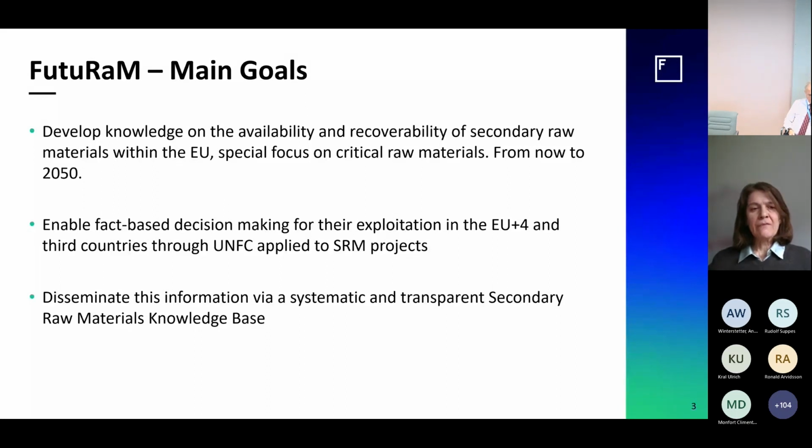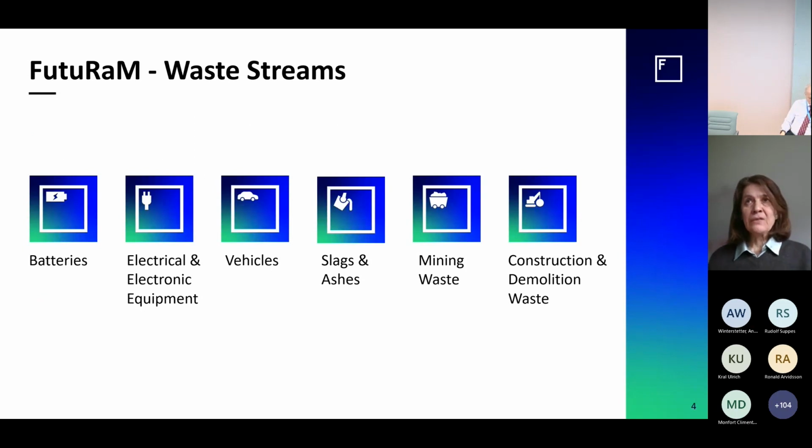The other part is to have fact-based decision-making, to enable exploitation through UNFC applied to secondary raw materials projects. And of course, as we heard from the other presentations, it is important to disseminate this information, and that will be done by a systematic, transparent secondary raw materials knowledge base. In Futuram, we will look at 6 different waste streams. These are batteries, electrical and electronic equipment, vehicles, slags and ashes, mining waste, and construction and demolition waste.